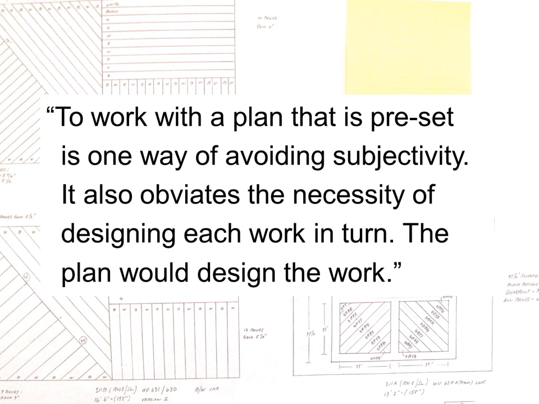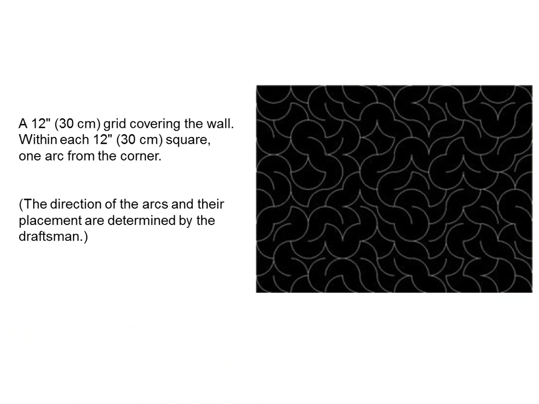So this is one plan for his piece of art. He would actually tell you, you do this color and this configuration, and this is what's going to make the art. But he did not make the art. Someone else enacted that art. He has the plan. So this is one of his instructions: you have a 12-inch grid covering the wall. Within each 12-inch square, one arc from the corner. The directions of the arcs and their placement are determined by the draftsman. Right? That'll be $500,000, please. Right? That's what he did.